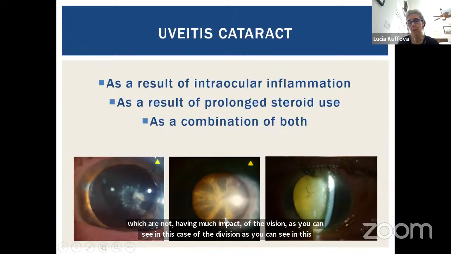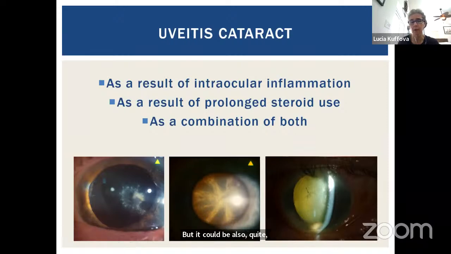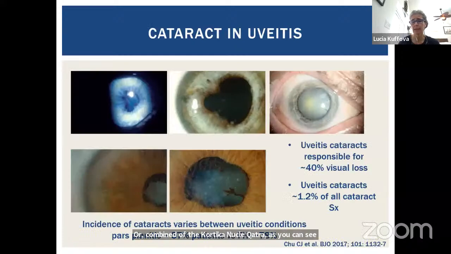But it could also be quite dense, involving the posterior cortex, or a combined corticonuclear cataract, as you can see in this patient with panuveitis. Cataract is responsible for about 40% of the vision loss in the patient with uveitis. However, if you look at the amount of cataract operations amongst all conditions, uveitis cataract is only about 1 to 2% of all cataracts which we as ophthalmologists are performing. And therefore, they are relatively rare, and there might not be enough experience amongst the general cataract surgeons, which I'm sure we will discuss in the controversies.